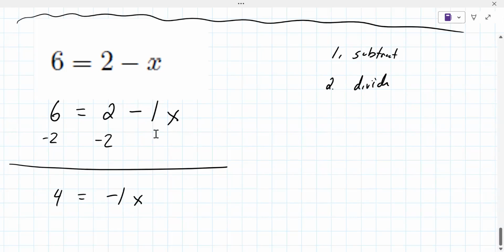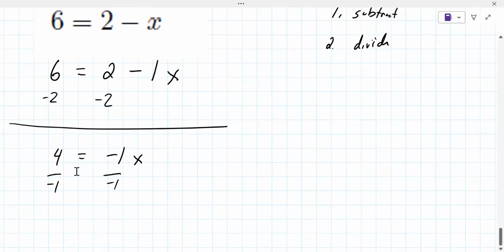Okay, and that's because the -1x is not part of the 2. So how do you undo -1 times x? We subtract and then divide. What do you divide by? Divide both sides by -1. Yes. Okay, there you go. What is 4 divided by -1? That's going to be -4. Okay, very good.